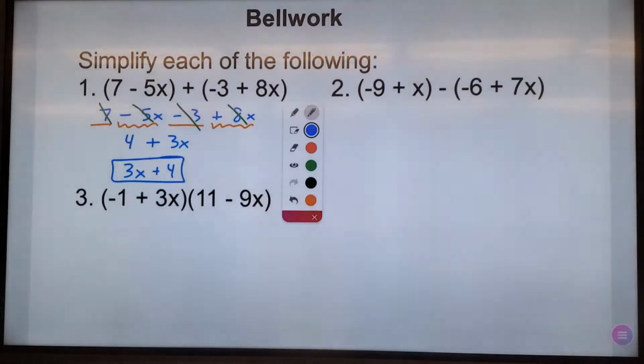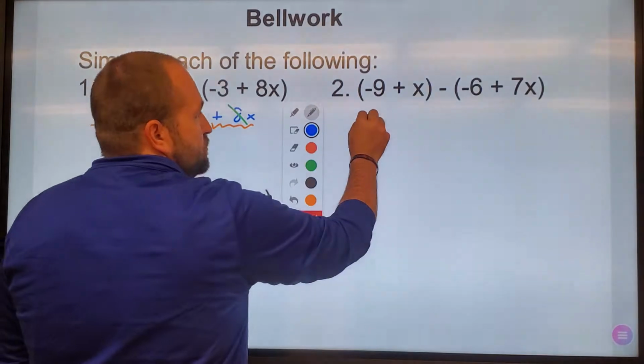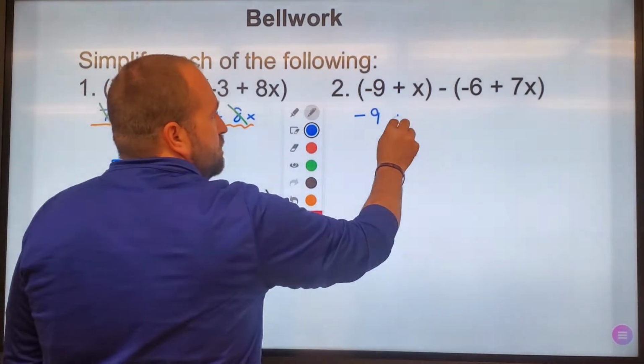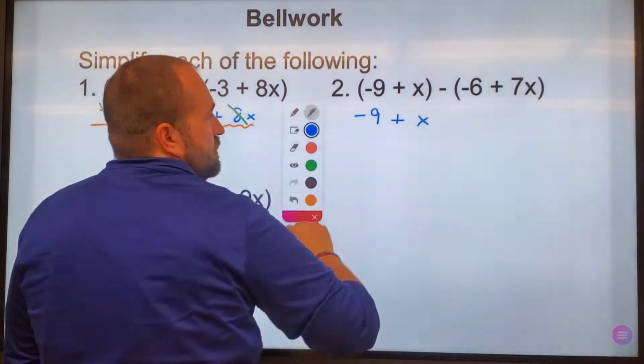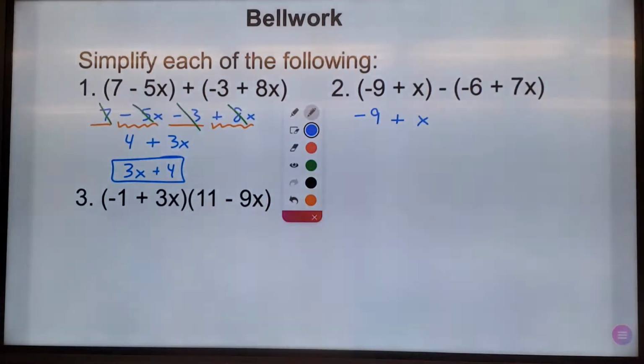Okay, number two is similar, but it's subtraction in the middle. Again, subtraction in the middle means that we're going to take that second set, or whatever is behind the subtraction, and we're going to just change the signs. Okay, again, my suggestion is to rewrite what you have without parentheses first. So this set's just going to drop down, so I have negative 9 plus x. Some of you may want to put a 1 in front of the x. Again, that's up to you. Okay, be your own advocate there.